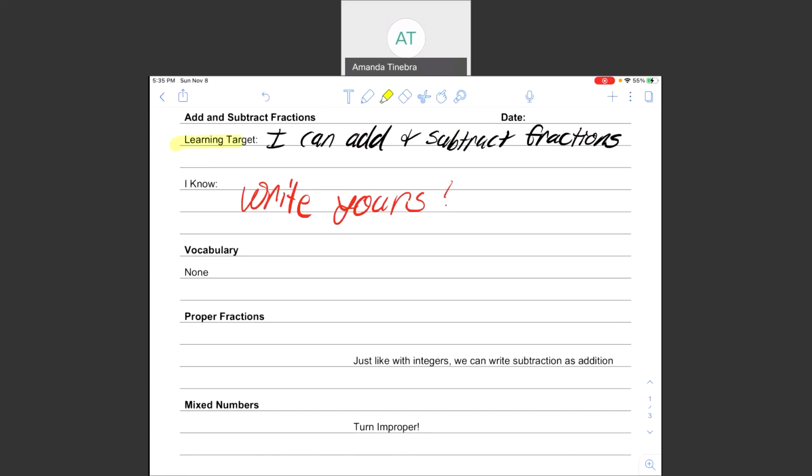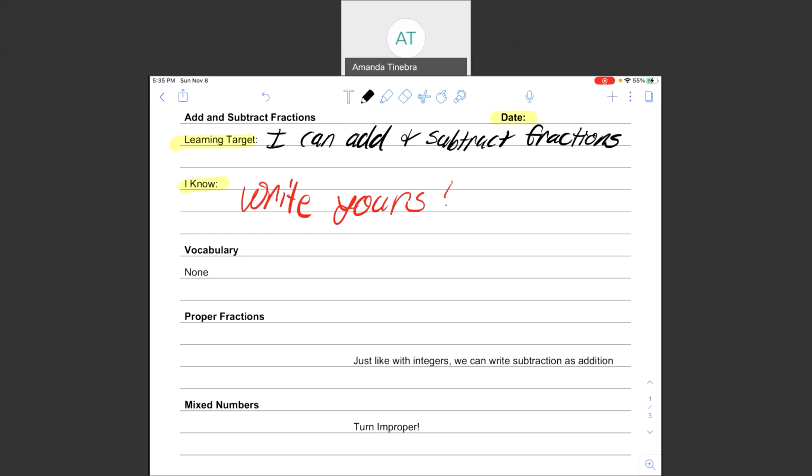Our learning target is: I can add and subtract fractions. Please write what you already know about this. You've done this before, but you may not have done it with negatives or with some of the other things we'll be working with today. So write what you do know. Write down the date you're watching this, and there's, again, no vocabulary today.